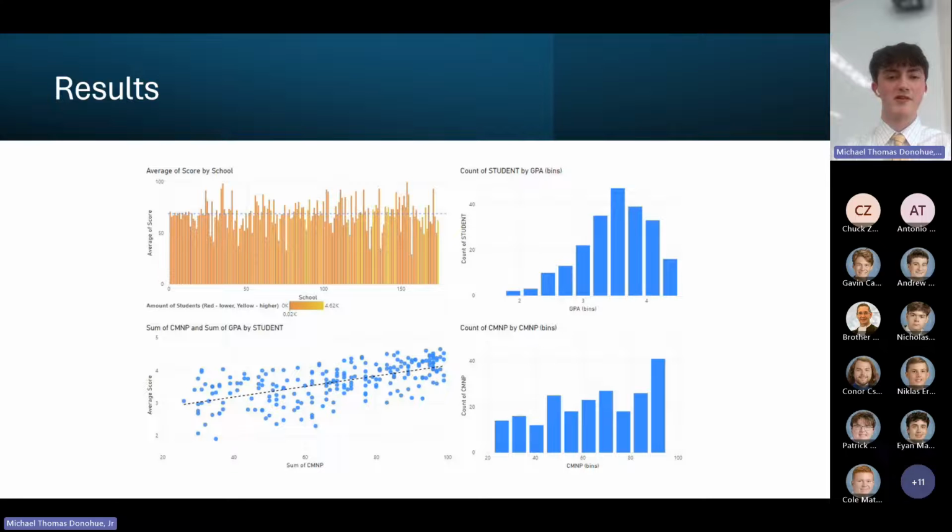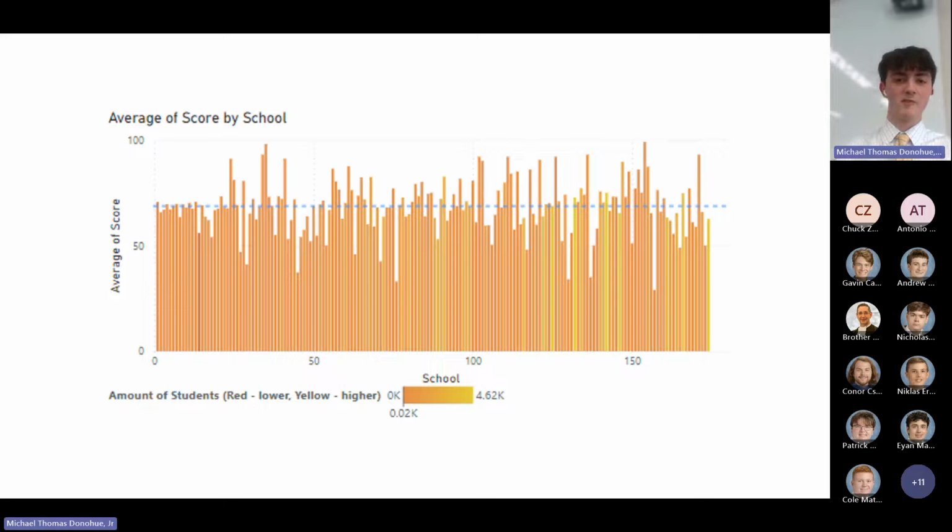So when I go to my Power BI dashboard, which is the main program I worked with, this is what you would see. And I'm going to break down each component one by one. So the first is a bar chart that has every school represented at LaSalle, so every middle school, each with its own entrance score average. Schools with lower numbers of students are represented with a darker orange, and schools with more students are going to be a bright yellow. So you can just see at a glance which schools have more extraneous data.